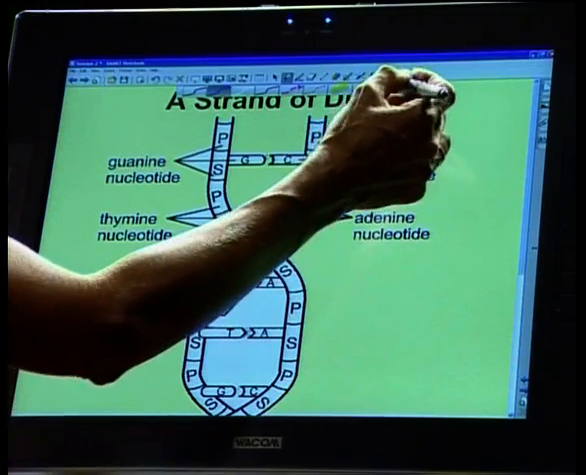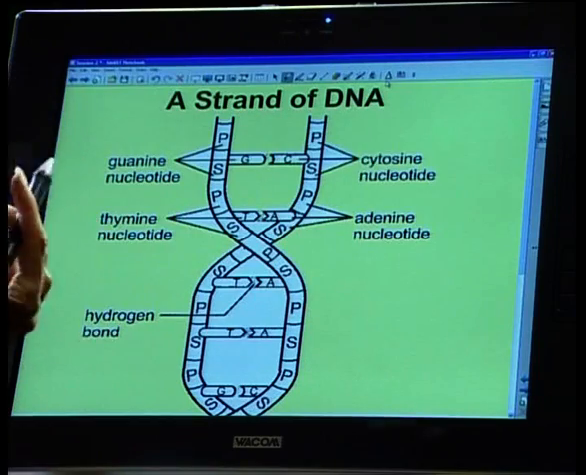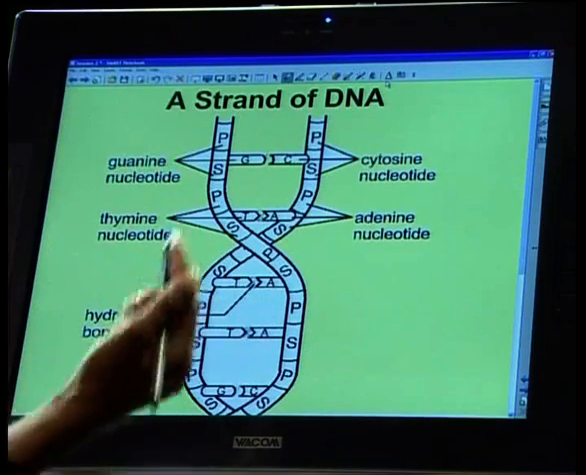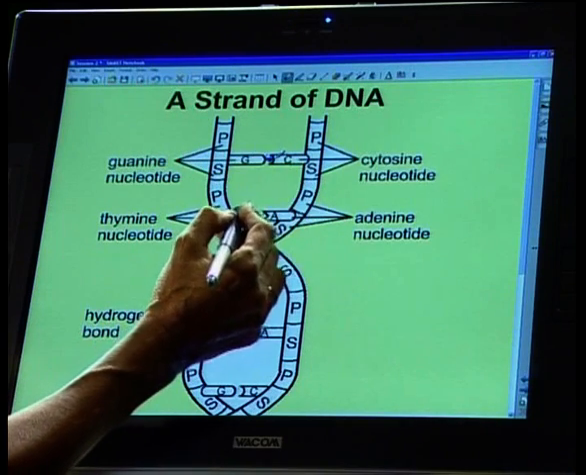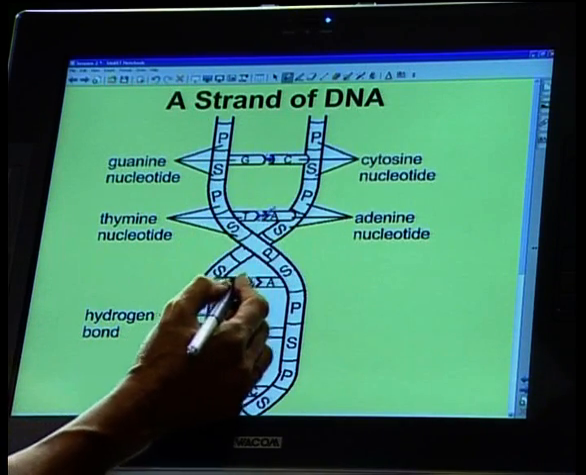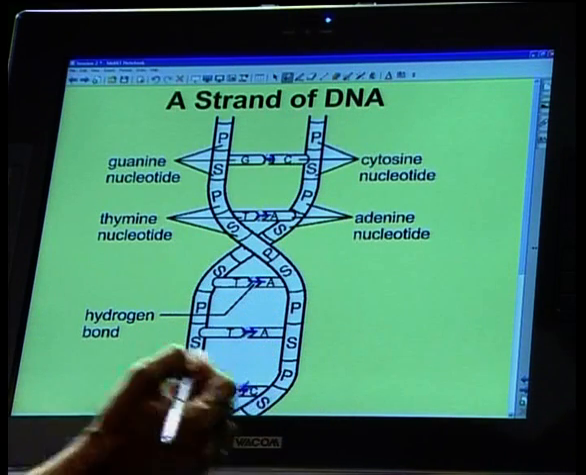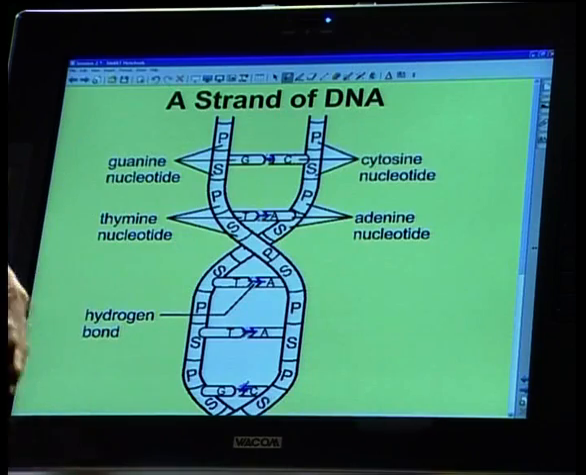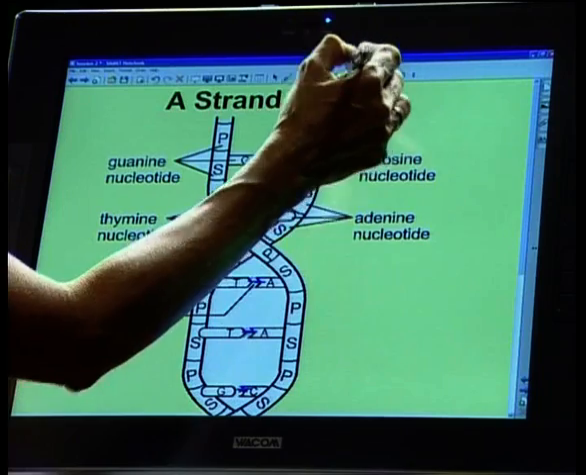Here is a strand of DNA. Now what they've done here is they've taken the strand, and if you look here, there's the guanine and the cytosine, adenine and thymine, thymine and adenine, thymine and adenine, guanine and cytosine. And what we've got is a weak hydrogen bond in this region here.